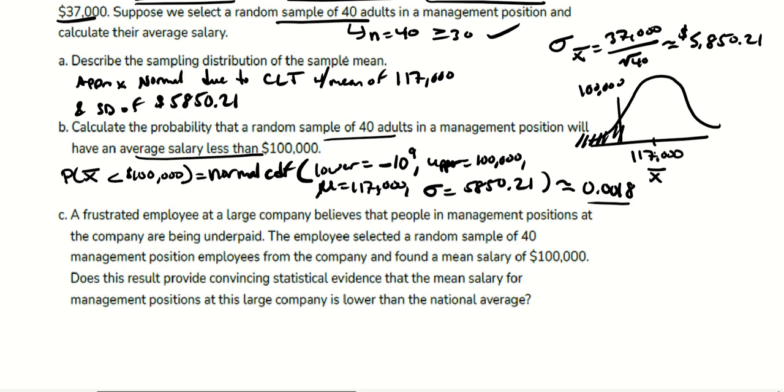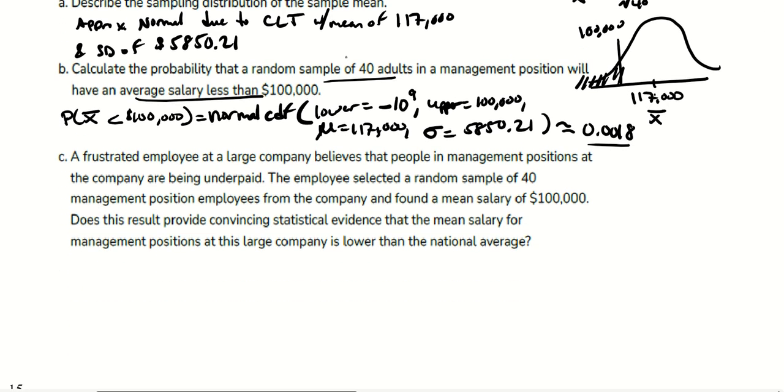Okay, so a frustrated employee at a large company believes that people in management positions are being underpaid. The employee selected a random sample of 40 management positions from the company and found a mean salary of 100,000. So that's what they got. Does this result provide convincing evidence that the mean salary is lower?